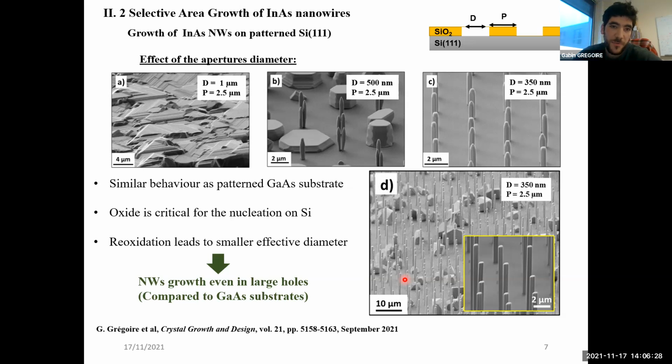The main difference compared to gallium arsenide is that we have nanowires for larger openings, and this is due to the reoxidation of the openings after the HF etching, before the introduction in the reactor. Then, as for gallium arsenide substrate, we switch to larger arrays, and we are now able to grow nice arrays of indium arsenide nanowires.